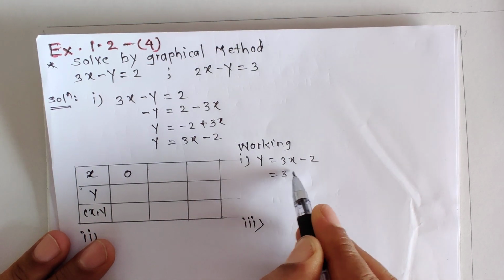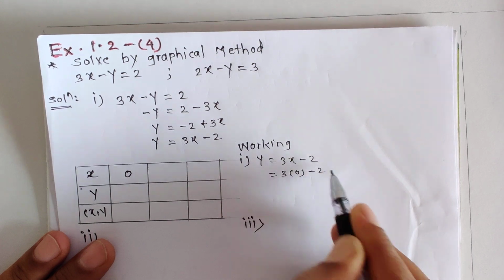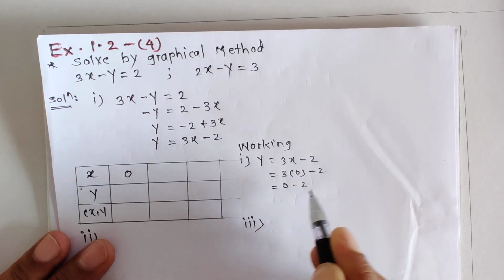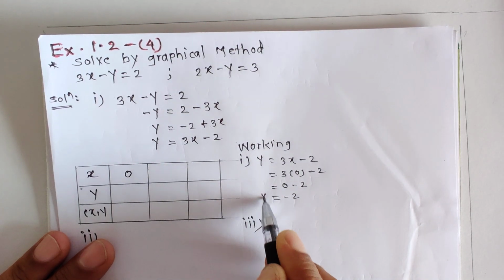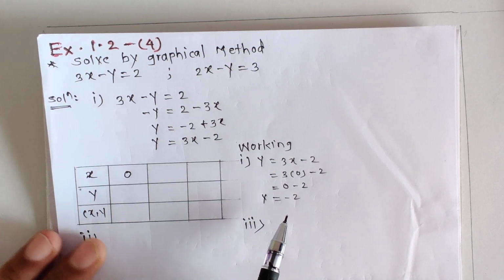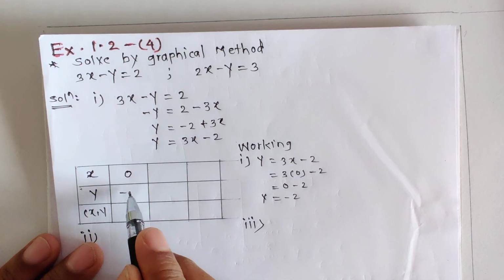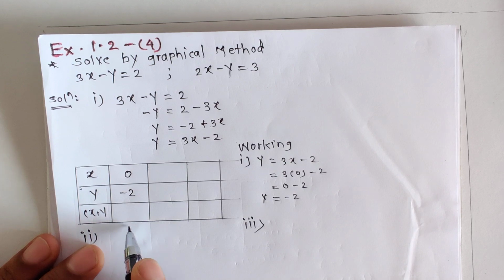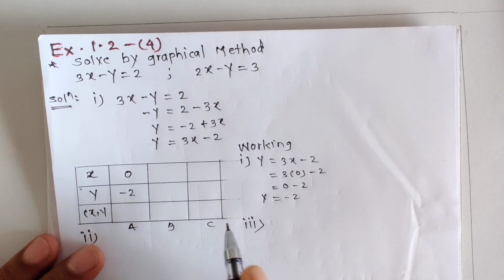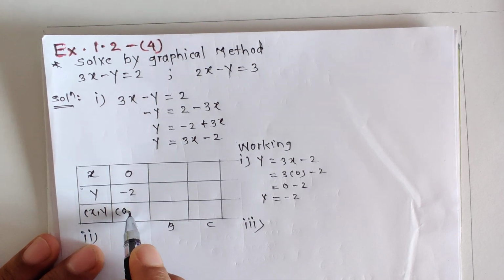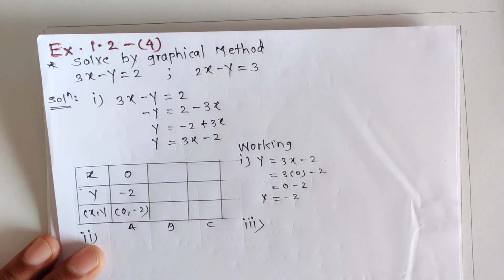Substitute the value of x is equal to 0. So we get 0 minus 2, is equal to minus 2. So here it is the calculation. So we get y is equal to minus 2. So suppose these are the 3 points A, B, C. We get the coordinates of first point 0, minus 2.